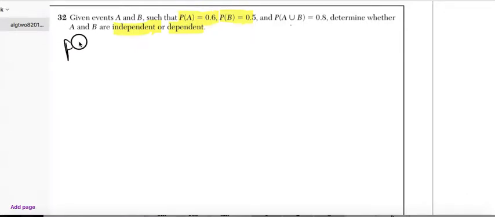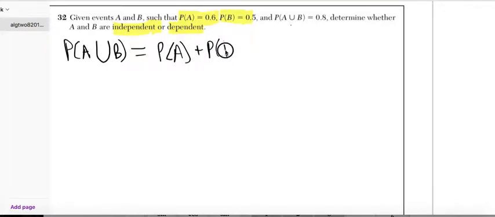The probability of A or B is equal to the probability of A plus the probability of B minus the probability of A and B. Because both the probability of A and B include the things they have in common, and since we don't want to include it twice, we only want to include it once, we subtract it, okay?